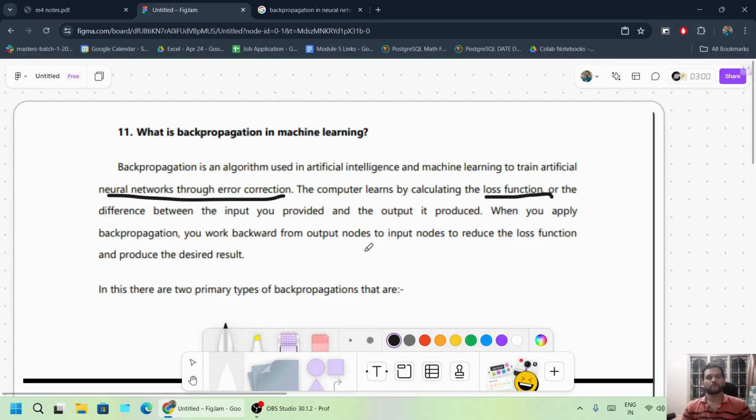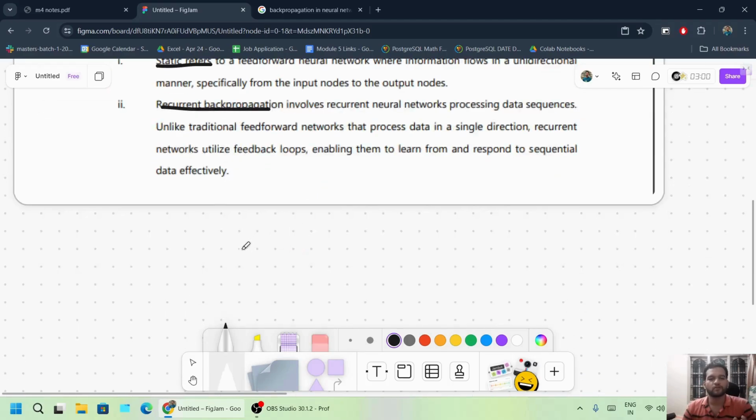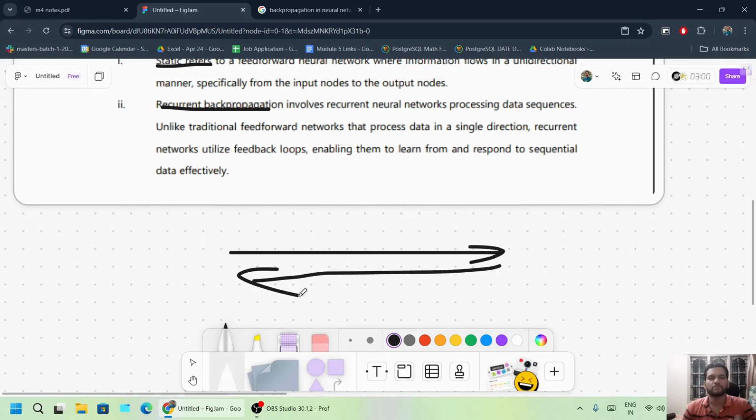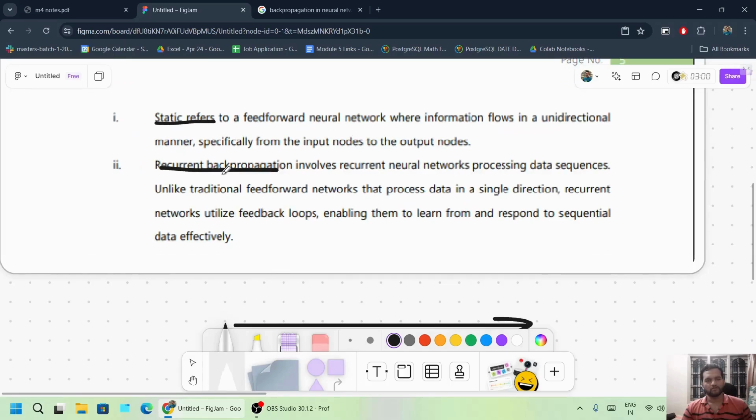There are two types of backpropagation, that are static and recurrent. Static is in a feed-forward neural network where the information flows only in a unidirectional way. It does not come back, especially from input nodes to output nodes. In recurrent backpropagation, it involves a recurrent neural network that processes the data sequence, unlike the traditional feed-forward network, which processes data in a single direction.